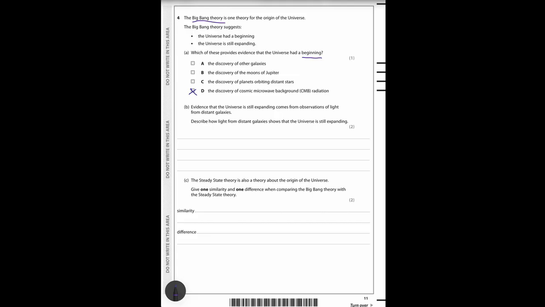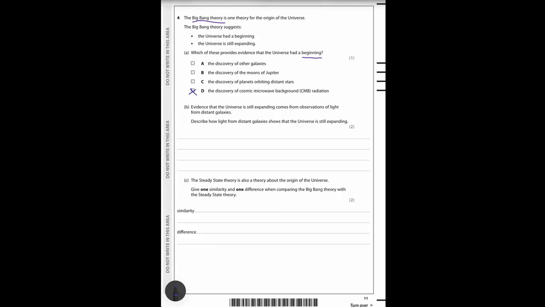So what they're more likely to do in the real exam is have one of those options about redshift, because that's the one that students get mixed up about. In this one, there's not really anything you can get mixed up with, but in the real one, students get mixed up: is it redshift that proves it's got a beginning? No. Redshift proves that the whole universe is expanding, and it's CMBR that proves that the universe had a beginning. So for part B, evidence that the universe is still expanding because of observation of light from distant galaxies.